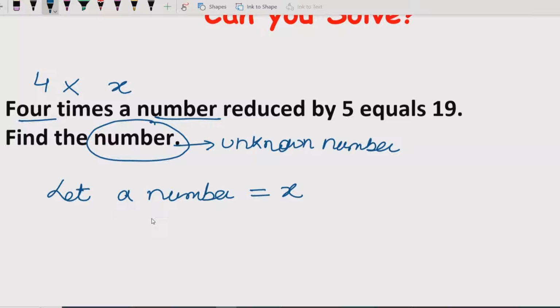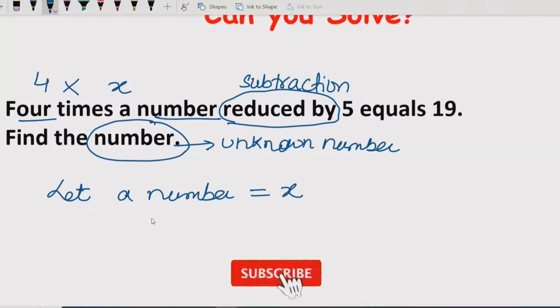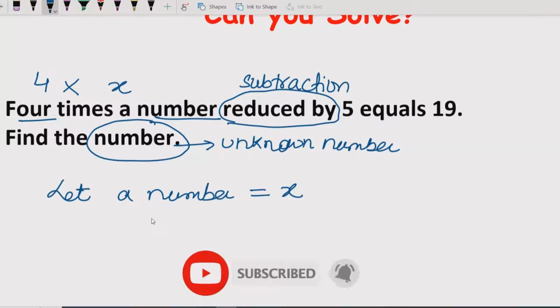So it means that 4 multiplied by a number which is x, and reduced by, as you can recall from our previous lecture, I will share in the card, we have learned the term reduced by in the last class. So reduced by means you have to apply subtraction. So here we have to apply the subtraction. How can you apply the subtraction? 4x, 4 multiplied by x, and reduce means subtract 5.